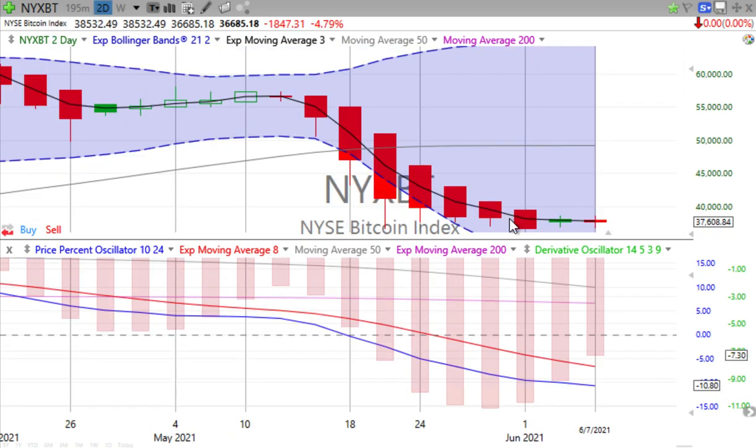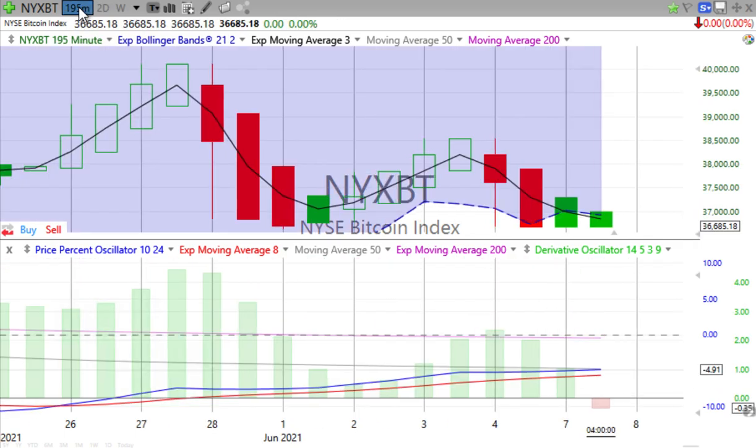We look at the 2-day chart. It's still moving down. Again, it's lost some of that downward momentum. Derivative oscillator losing downward momentum. Sliding along the bottom here. Could be getting ready to accelerate up, could be getting ready to just fall off the cliff again.